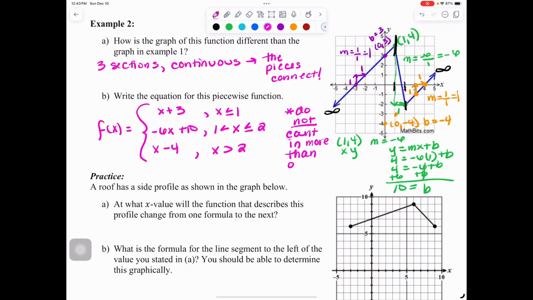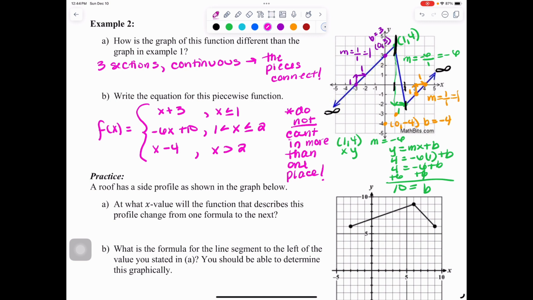in more than one place. So again, I could have had this be x plus 3 for x is less than 1. And then I could have had it be negative 6x plus 10 for 1 is less than or equal to x, less than or equal to 2. And then the last one I could have had is x is greater than or equal to 2. There's a little bit of flexibility. Just make sure you don't count it in 2 places. I should be able to say, okay, what's f of 1 and know exactly what piece of this function to use to evaluate that. We never want to count it in more than one place.